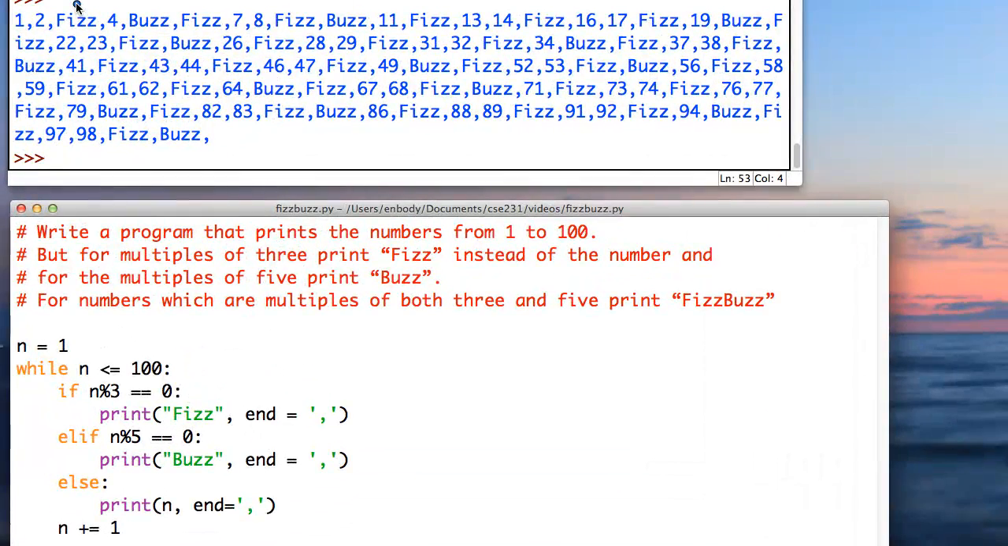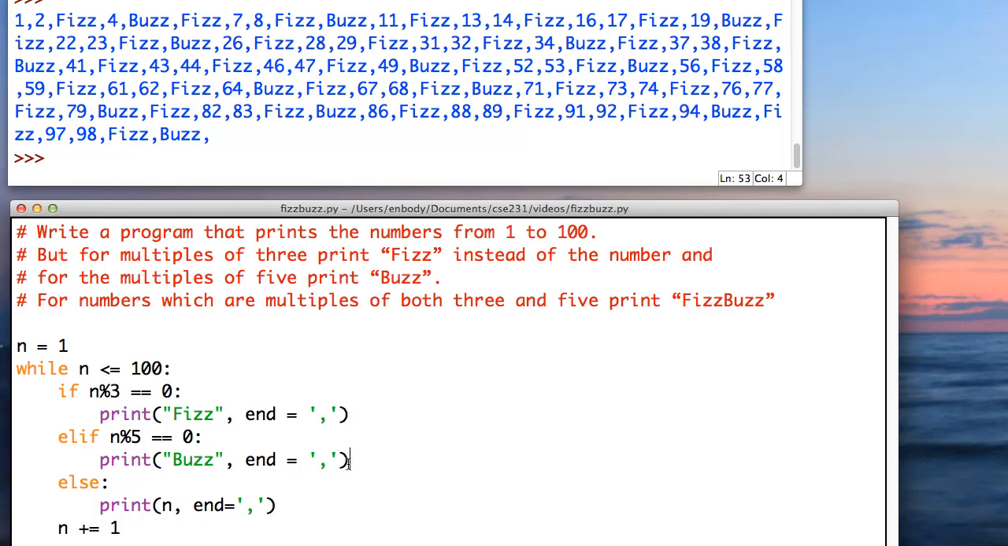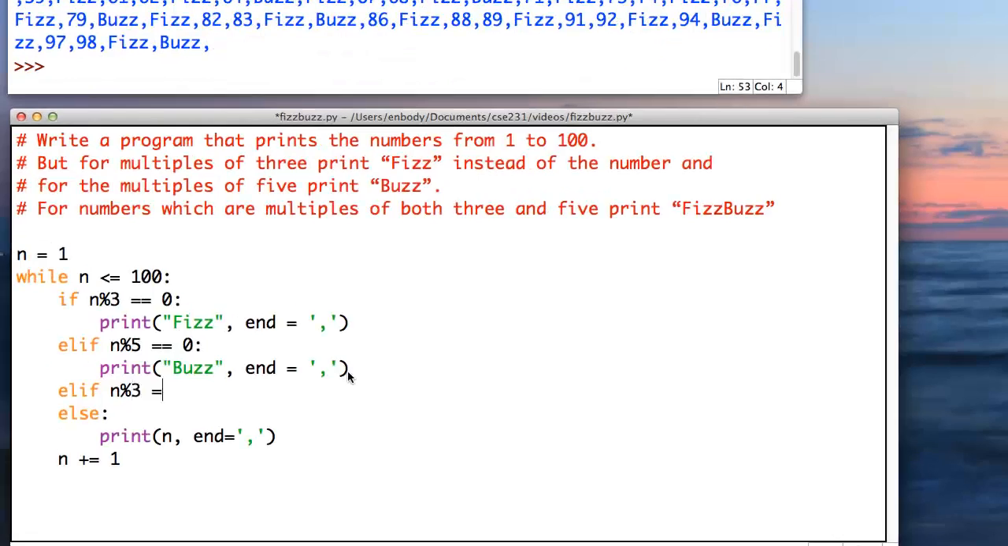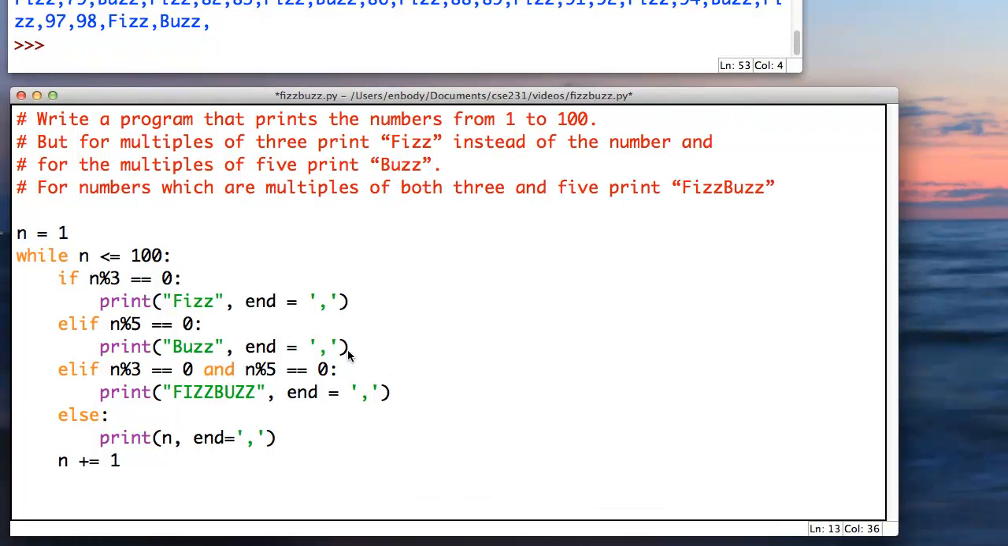Now we can see that instead of the 3, we print fizz. Instead of the 5, we print buzz. Instead of the 6, we print fizz, and so on. And now let's take care of the final piece. Well, we have that we're looking whether it's divisible by 3 and divisible by 5. You might be tempted to put it here. In this case, again, what we have here won't work.